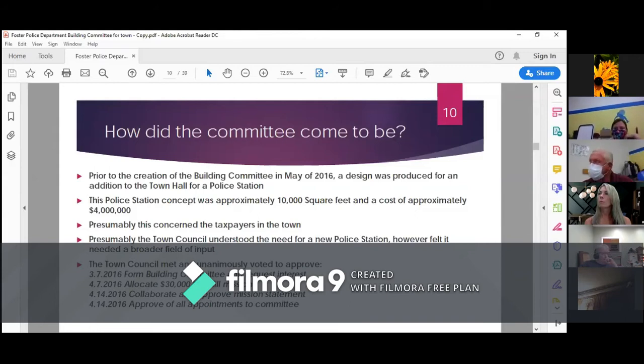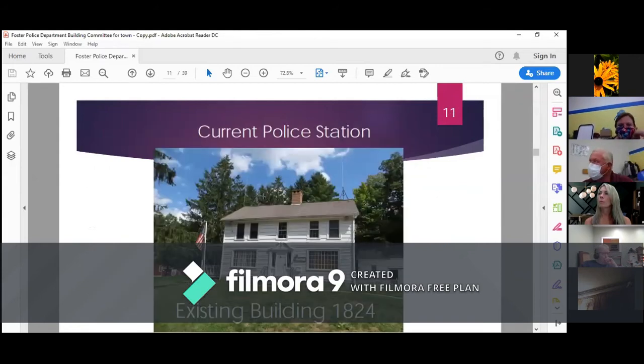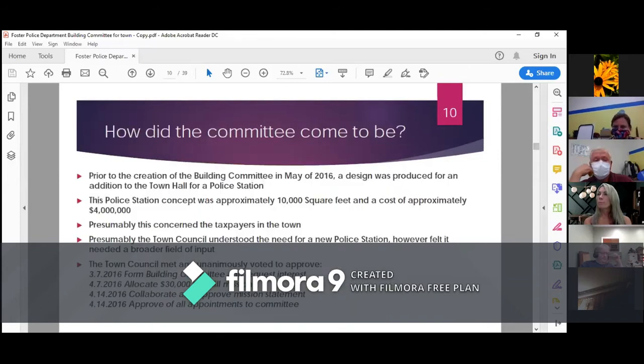All right, so the current police station, if you haven't seen it, because some of you may never have had the opportunity, this is the existing building, which was built in 1824. It's a beautiful historic building. I happen to love historic buildings. It's just a little bit of a challenge for the current situation of the police station. So just a couple of interior pictures. If you haven't taken a tour, I would imagine the chief would give you a tour anytime you want.